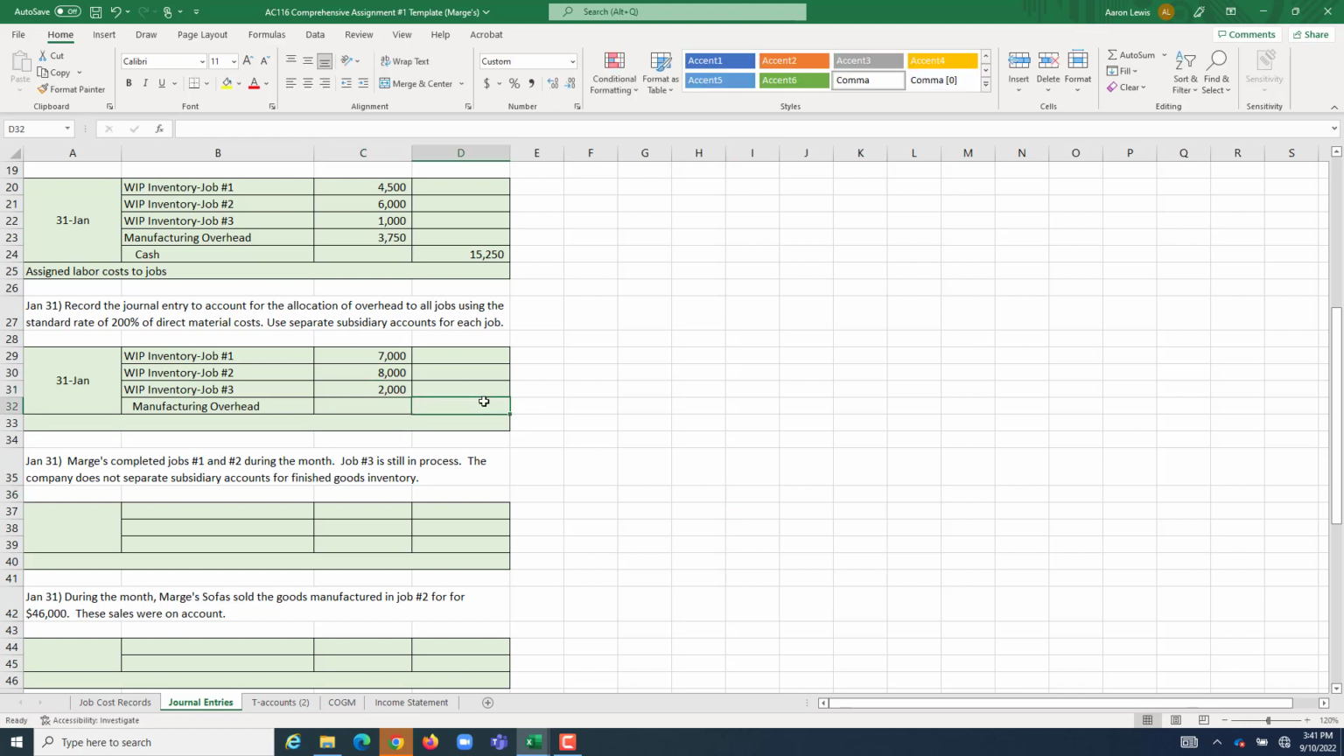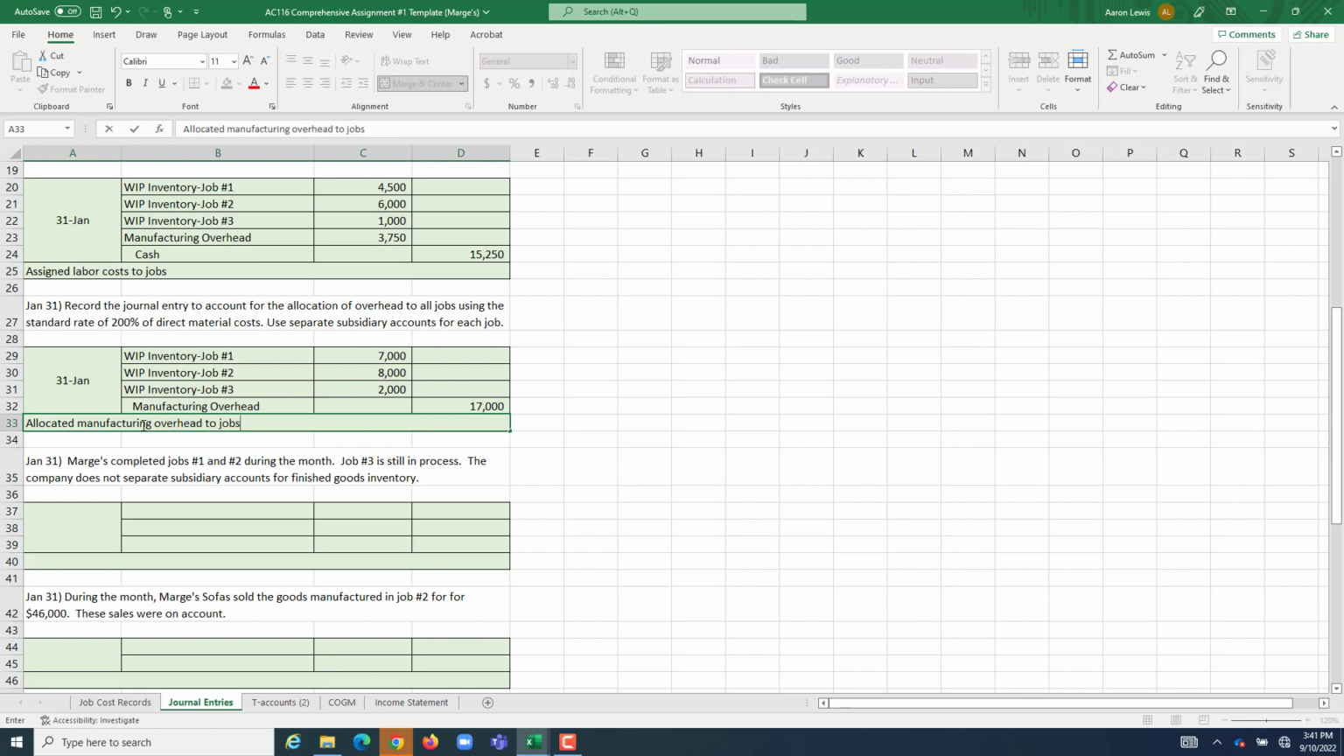Let's take that $2,000 and put it into job 3's WIP account. And all of these costs are coming out of our manufacturing overhead pool. So how much in total was taken out of the pool and assigned to jobs? Well, it's equal to the sum of the $7,000 we had for WIP inventory job 1, $8,000 for WIP inventory job 2, and $2,000 for WIP inventory job 3. We total that up, and that is equal to $17,000. We allocated manufacturing overhead, or MOH if you want to shorten it, to jobs.